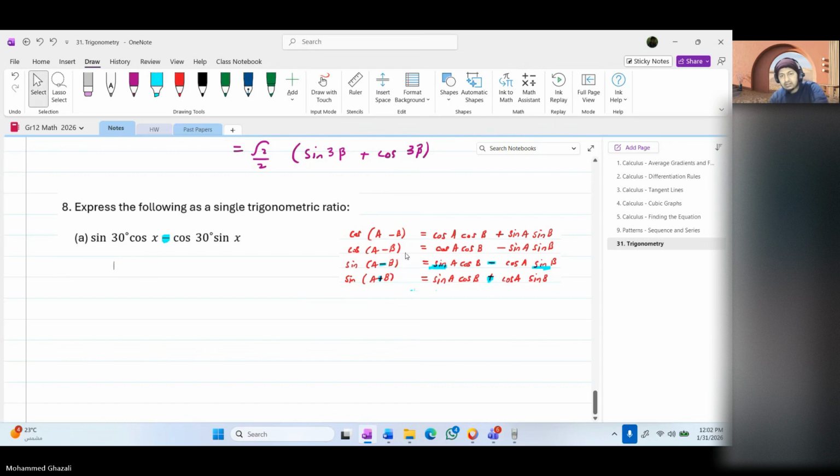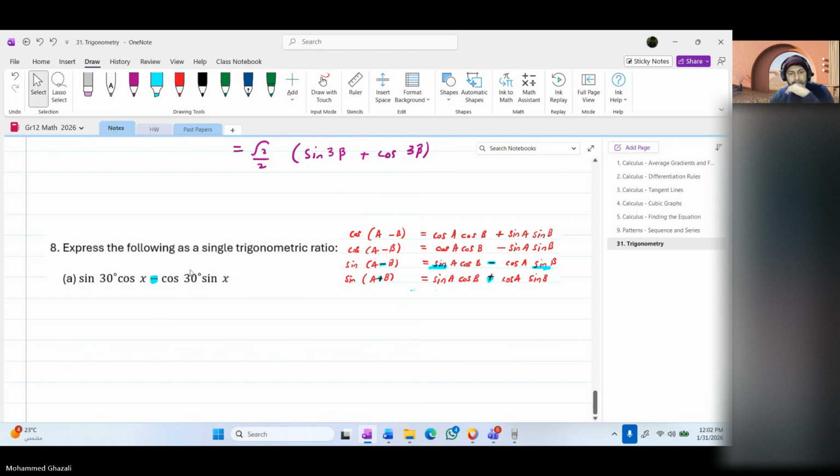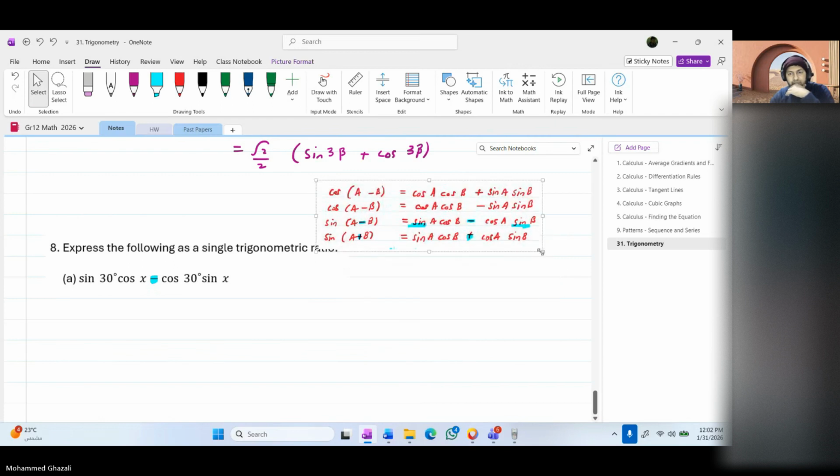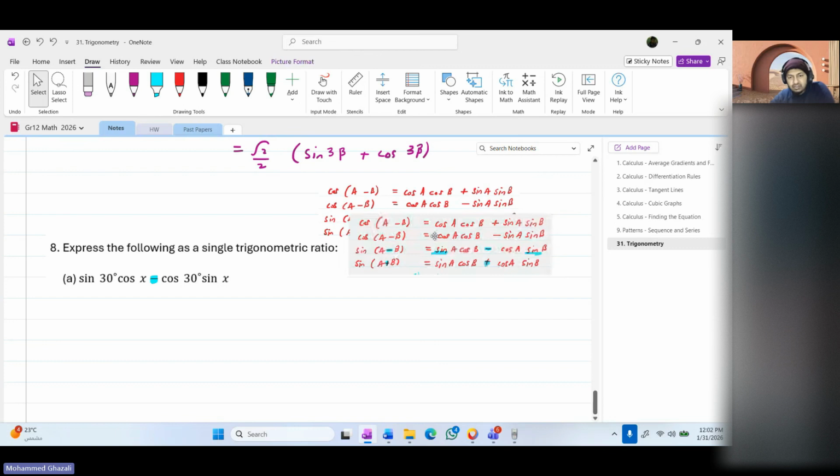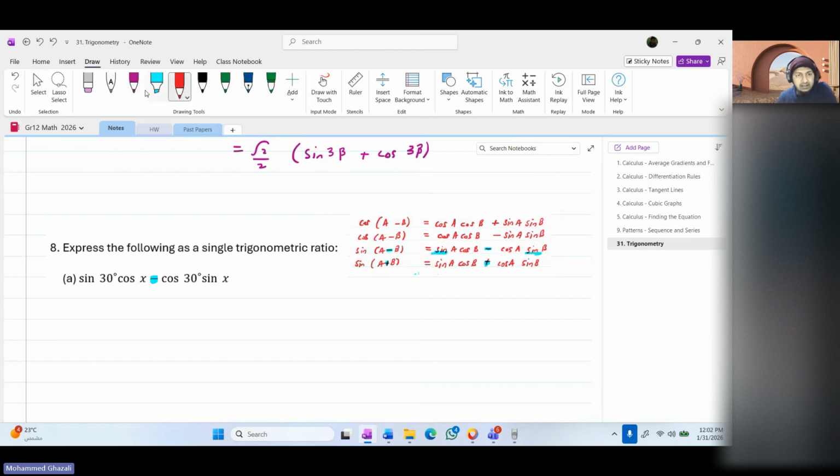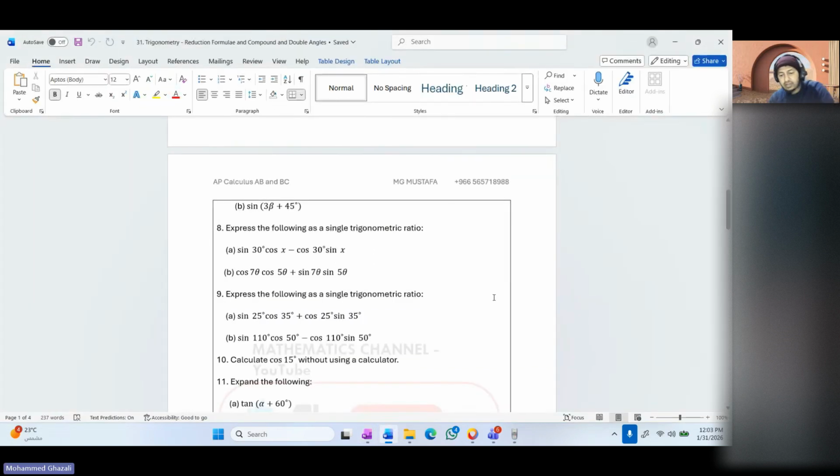Okay. Remember the formulas are here. Check the formula. So this here has to be sine. Starting with sine, ending with sine. There's a minus there, cos x, cos. So it has to be sine. Sine of 30 degrees minus x. Right, guys? Sine of 30 minus x. Yeah. Any questions? No questions. Excellent. Let's look at part B.